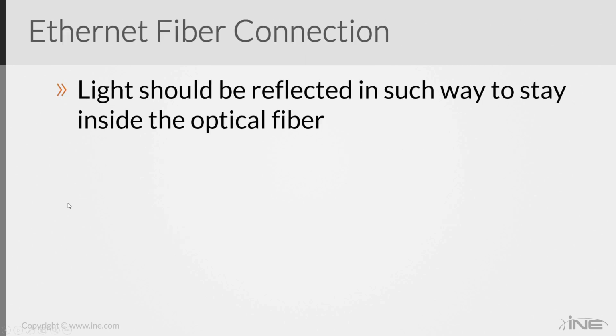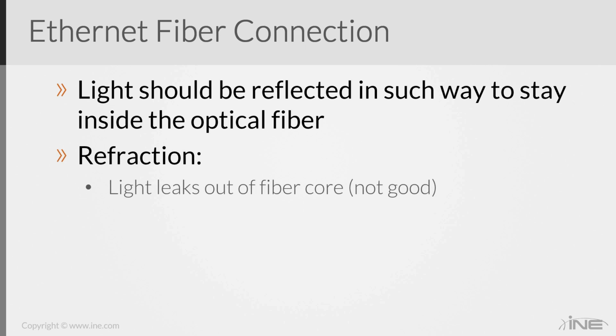Light should be reflected in such a way to stay inside the optical fiber. So that's really, really important. Refraction is basically light leaking out of the fiber core, and that's really not good because then technically you're losing forwarding. So you're dropping packets essentially. Even though it's layer 1, you're still dropping bits, or your light waves are not getting across the wire to where they need to be.